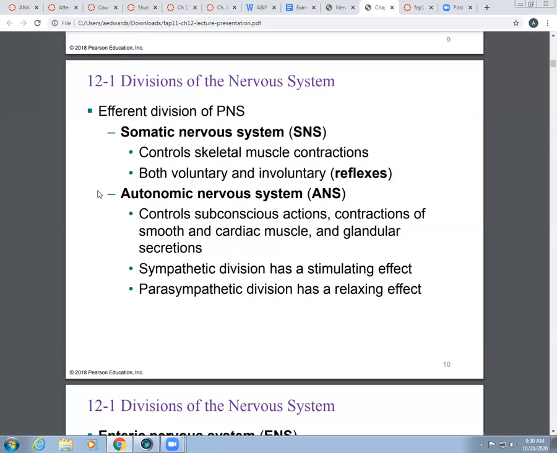So things like contractions of your cardiac muscle and smooth muscle, you don't have to think to make your heart beat, or your blood vessels, the arteries move blood through your body. You don't have to think to make your intestines move food through your body. You also have glandular secretions that are autonomic. Okay, things you don't have to think about. You don't have to think to make hormones.